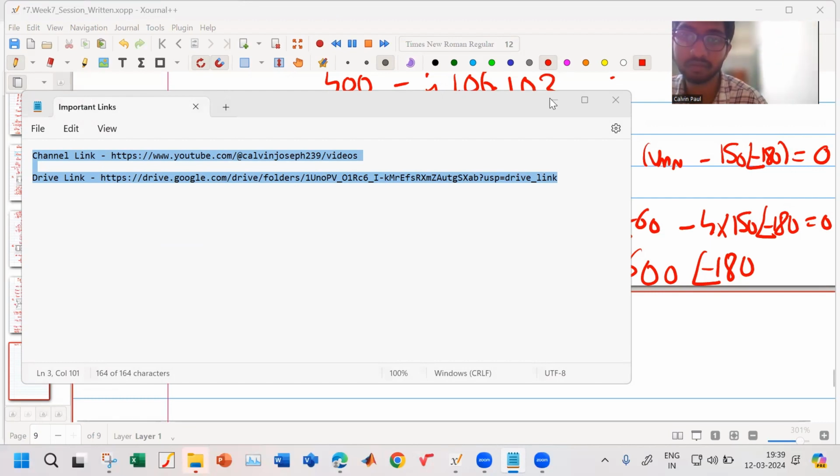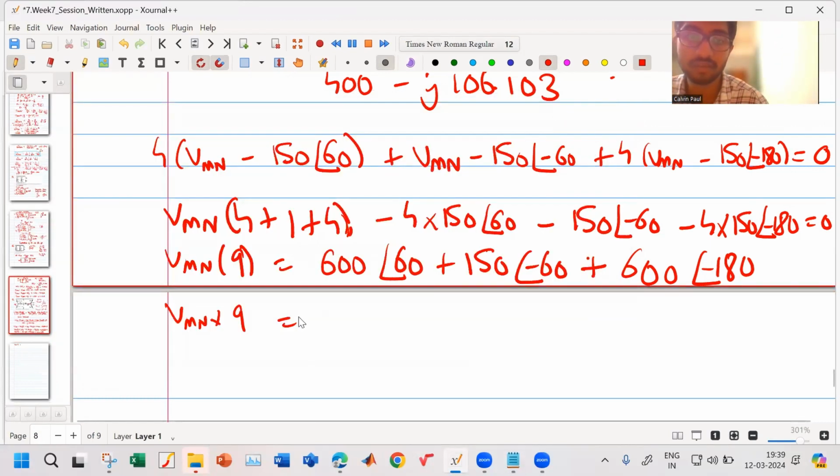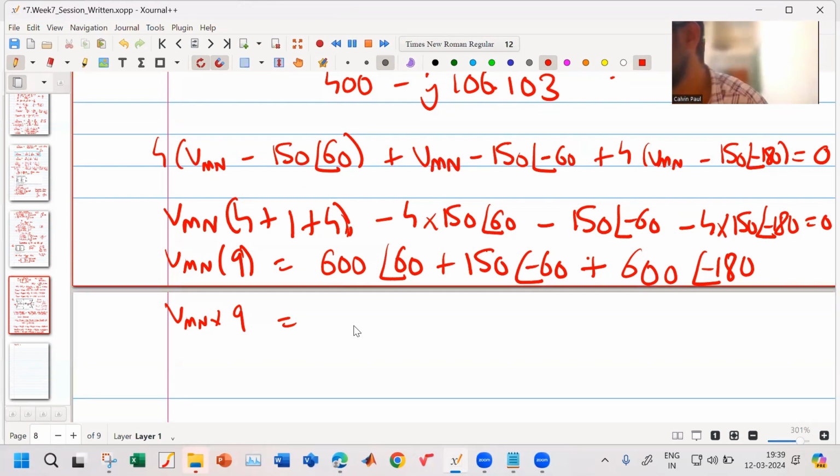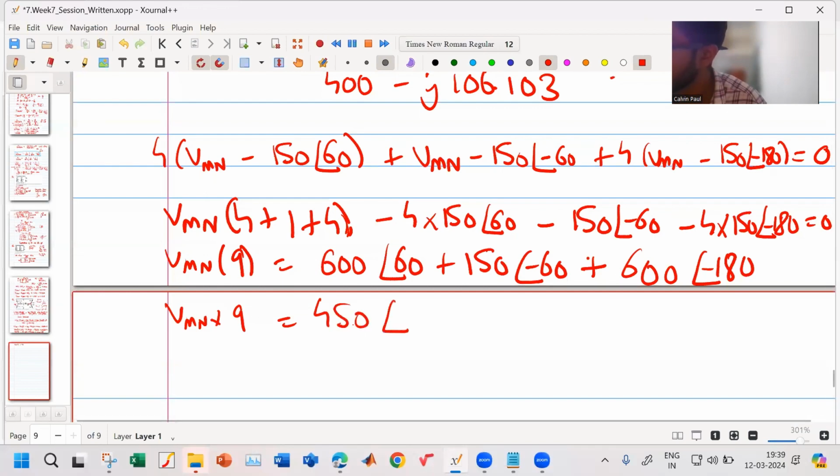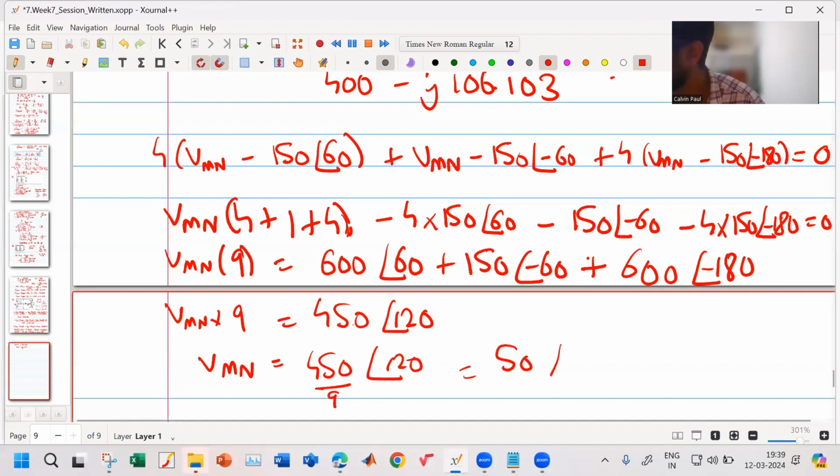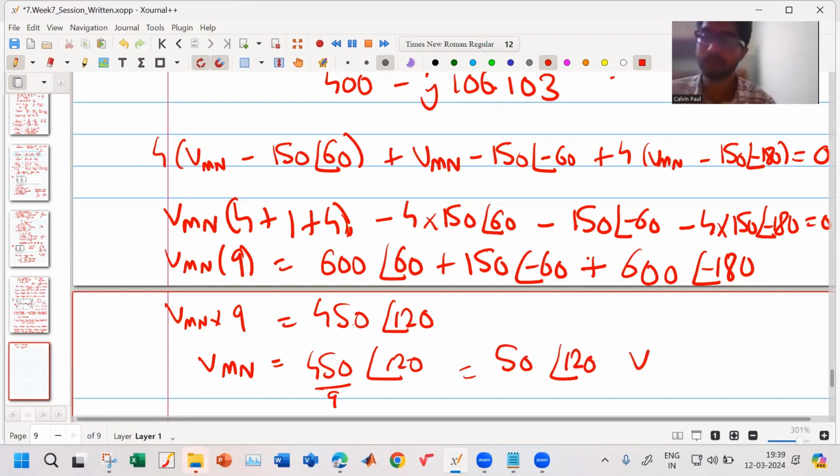Okay, so what is this? What is the right hand side? 450 at an angle 120. What is VMN? 50 at an angle 120. So that is equal to 50 at an angle 120 volts. So till here, does anyone have any question? Sir, one doubt: how is it 450 at an angle 120, when we add the phasors?